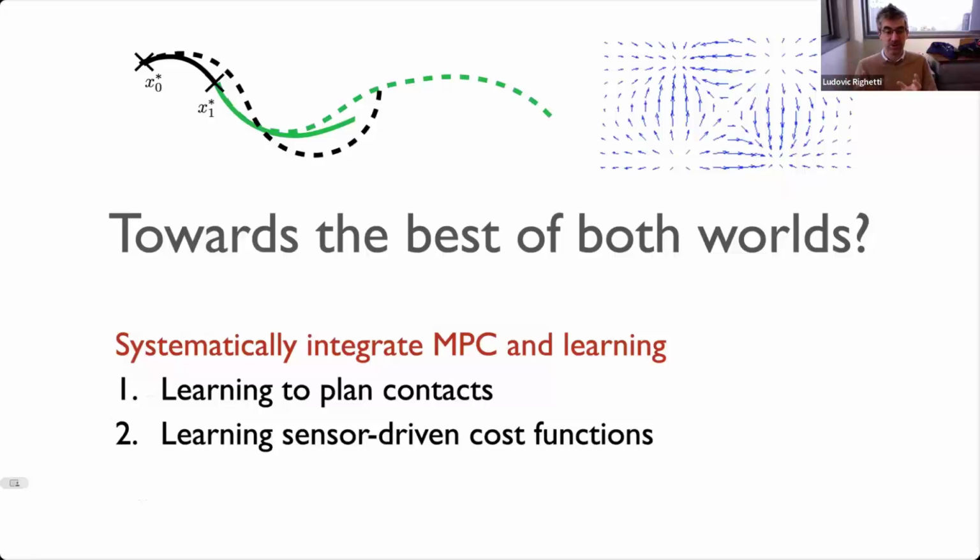So I want to show you two things that we do. We do a lot of other things, but I want two things to illustrate a bit what I think is maybe a route. First is how you can use learning to plan contacts, and you basically use a mixture of optimization, optimal control, and learning. And the other thing is how you can use learning to learn cost functions that can include arbitrary sensory feedback. So now we can start to use vision in MPC in a way that I find interesting.